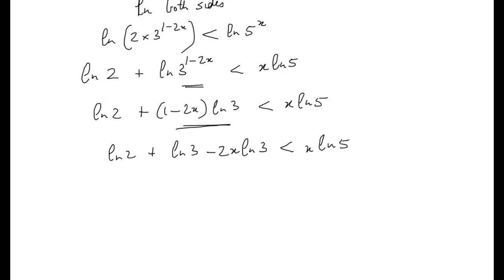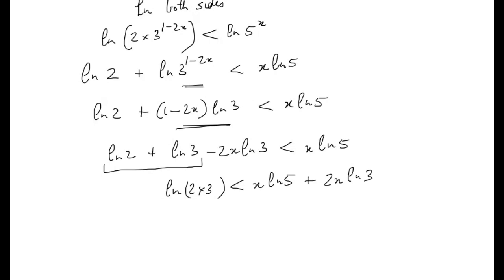So there are two terms with x in it. I'm going to combine them on one side of the equation, and these two I'm going to combine into a single log using the multiplication rule. So log 2 into 3 is less than x log 5 plus 2x log 3. I'm trying to solve for x, so I want to isolate the x. I do that by factorizing. Take x out as the common factor. Log 5 plus 2 log 3 is less than log 6.